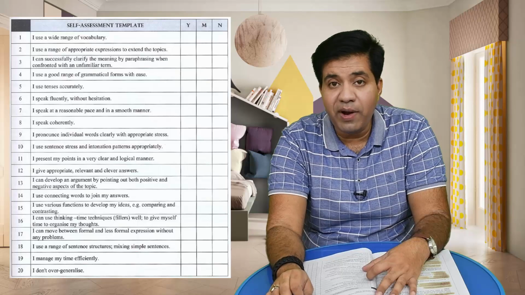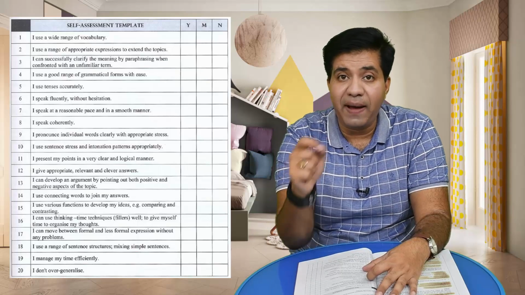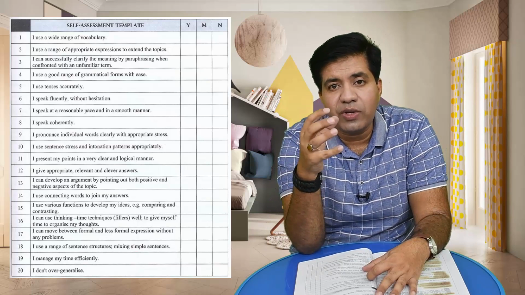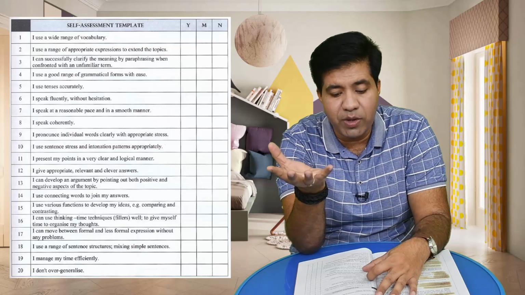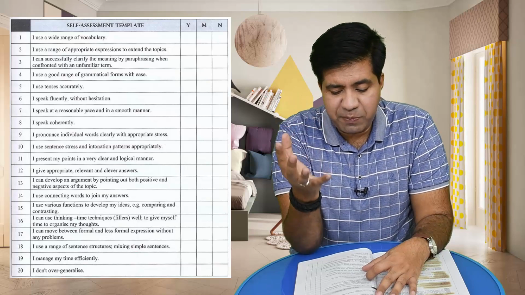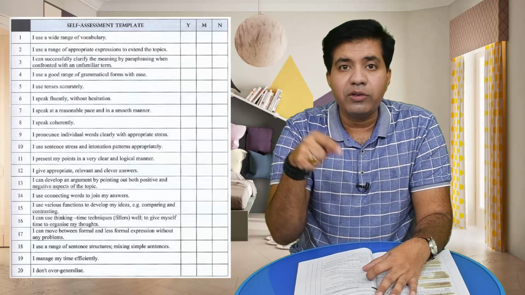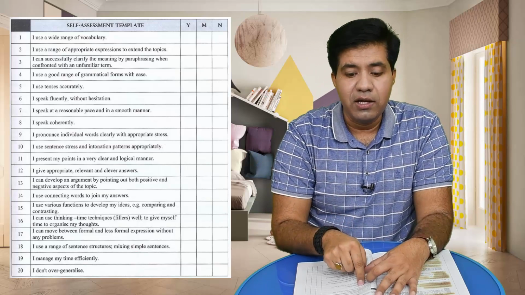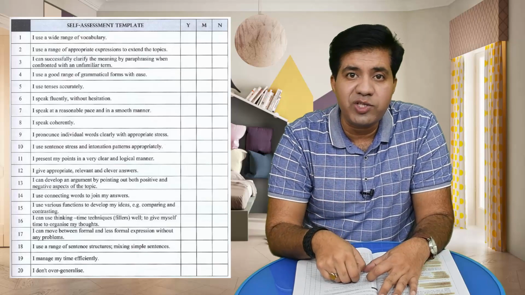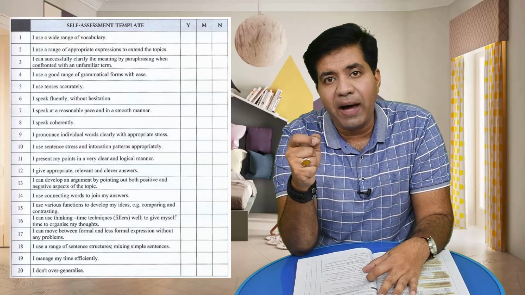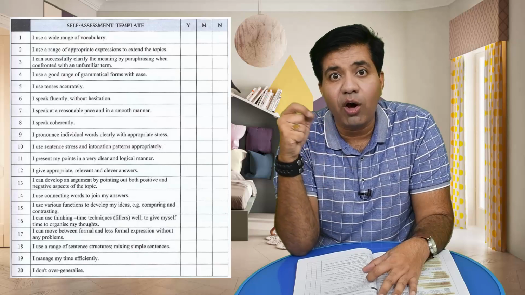I speak fluently without hesitation. And by the way, this is going to give you a list of things to improve. Now for example, I speak fluently without hesitation. If the answer is no, now this is your weak area. The purpose of this questionnaire is to tell you about your strengths and your weaknesses.